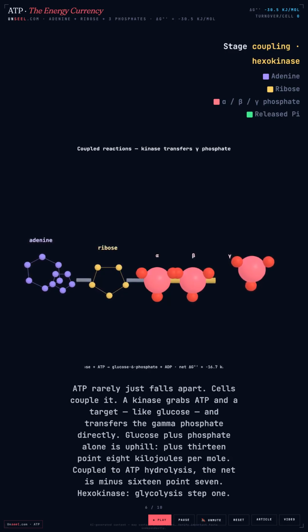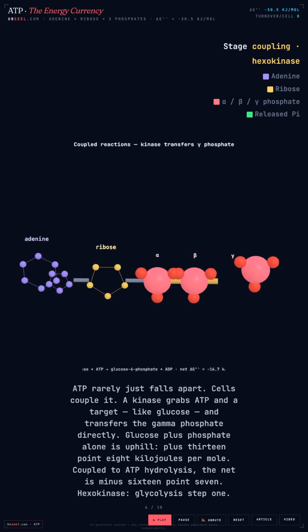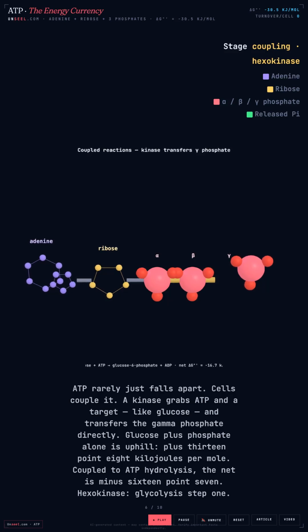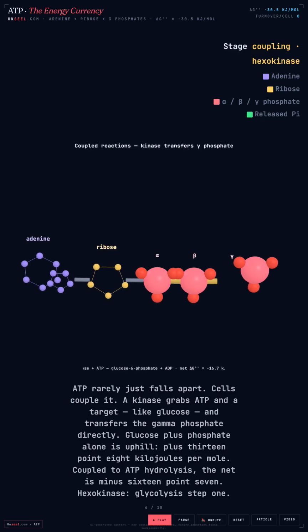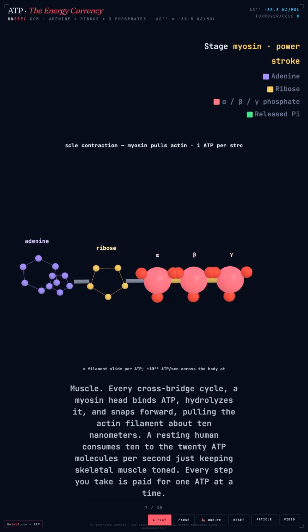Cells couple it. A kinase grabs ATP and a target, like glucose, and transfers the gamma phosphate directly. Glucose plus phosphate alone is uphill, plus 13.8 kilojoules per mole. Coupled to ATP hydrolysis, the net is minus 16.7. Hexokinase, glycolysis step 1.